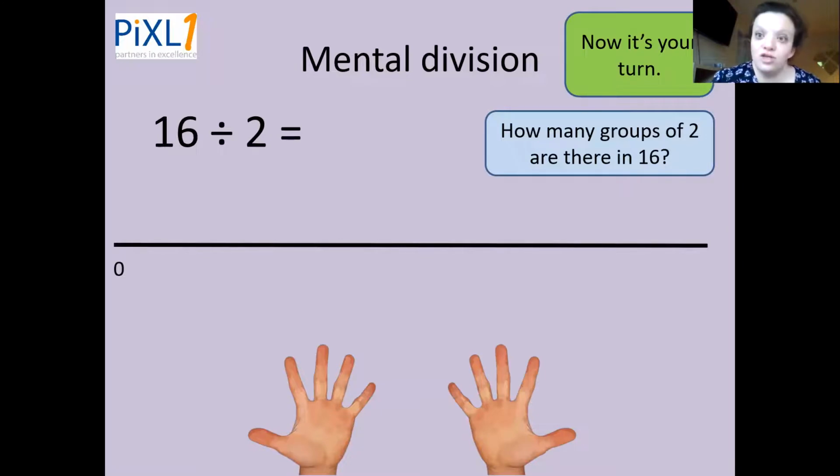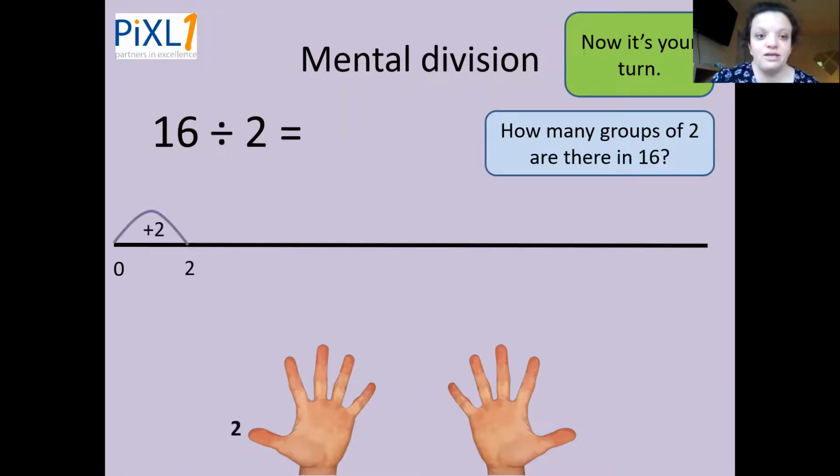So now on your papers, you're going to have a go at doing 16 divided by 2, but you're going to use this method of counting in 2s. So draw a number line, please use a ruler, and put 0 at one end, and then count in 2s. How many groups of 2 are going to make 16? Or you can use your hands and count in 2s until you get to 16. Choose your method, pause the screen, and have a go.